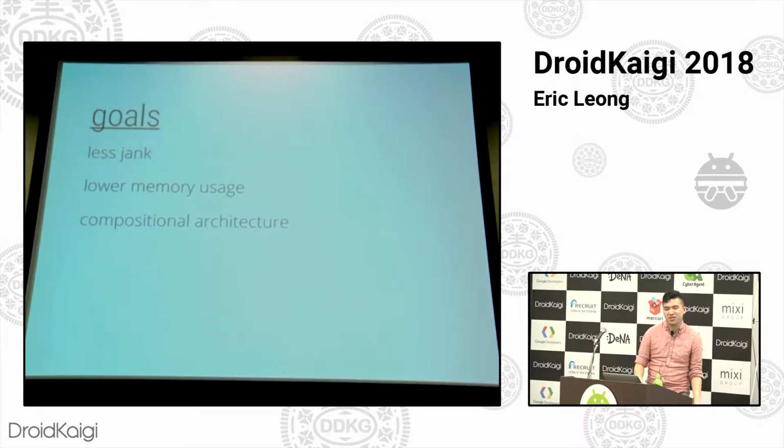That's a pretty extreme edge case, though. But we're a social network, so we have to deal with this user-generated content problem. And lastly, we wanted a compositional architecture, an architecture that's easier for us to add to.